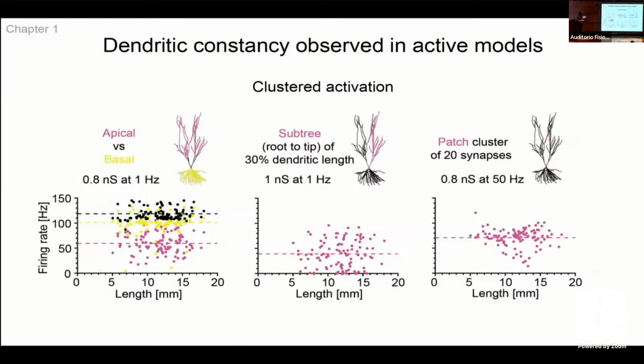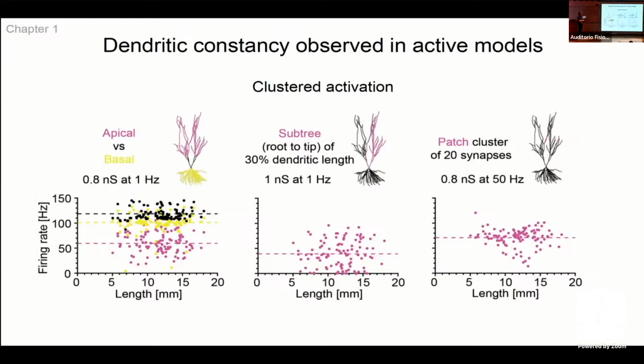Then we were interested, okay, it's not always the case that the whole cell is bombarded with input. You have certain input pathways. And here we look at clustered activation, for example, apical dendrites versus the basal dendrites. Here in the middle, it's a subtree of a certain length, of a certain percentage of the whole cell. And here on the right, the color is a bit faint, it's just a cluster of synapses normalized to the size.